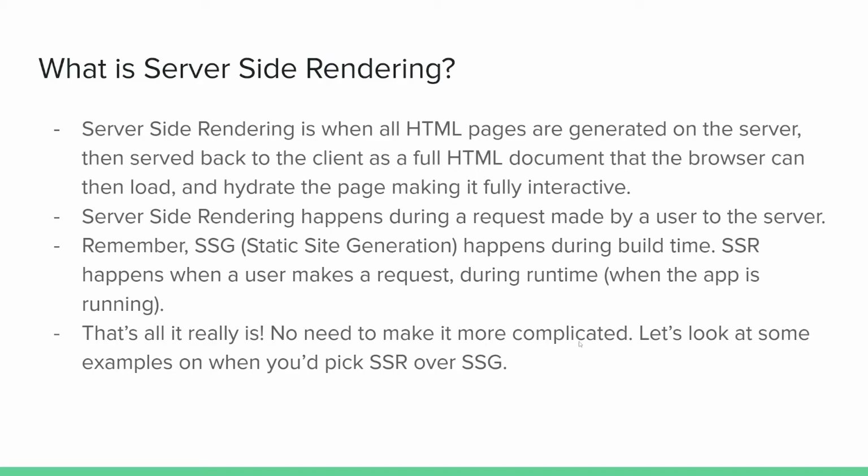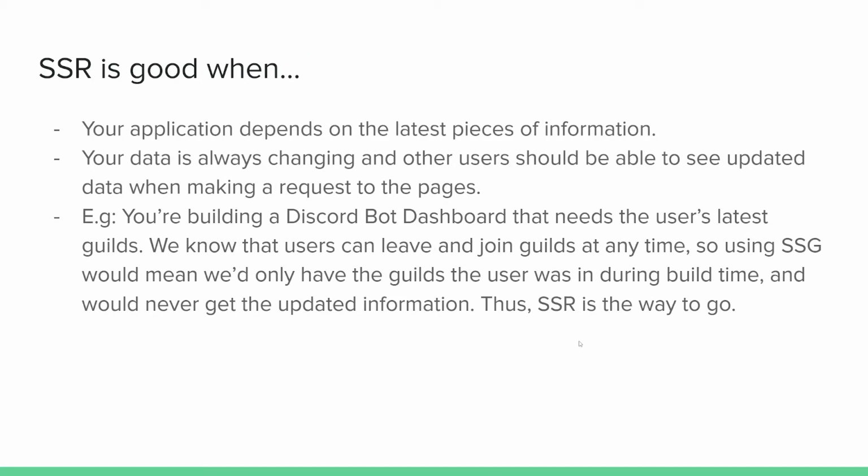Let's look at some examples of when you would pick server-side rendering over static site generation. A good example would be when your application depends on the latest pieces of information or data. If your data is always changing, for example, if you are building some kind of social media application and the user is always updating their status, maybe you're building a profile where you want to be able to see when the user last updated their status. These are examples of why you would pick server-side rendering, because you're always going to need to fetch the latest piece of information.